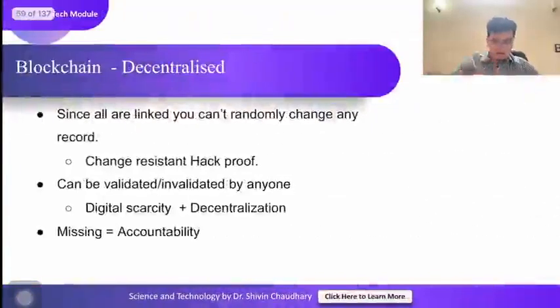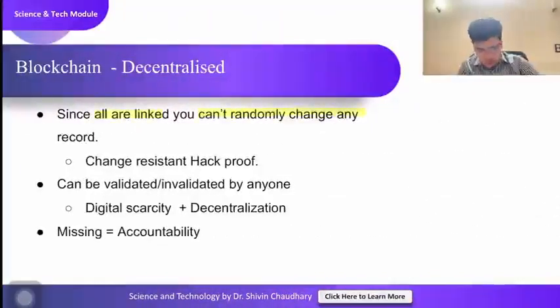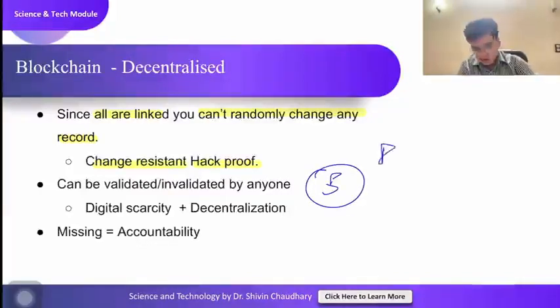Okay, now let's see. Since all are linked, you can't randomly change any record, right? It is change resistant, hack proof, right? Now, what is happening? Let's say there are 3 people, or let's say there are 5 people here in this set who all have their own blockchains. 5 blockchains everyone has.